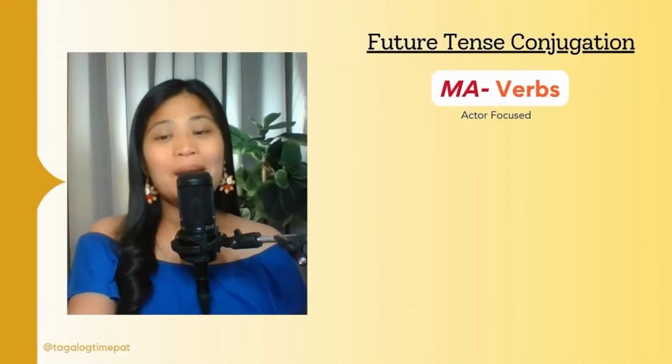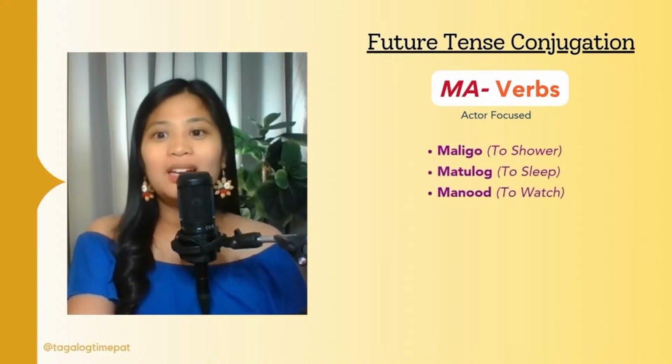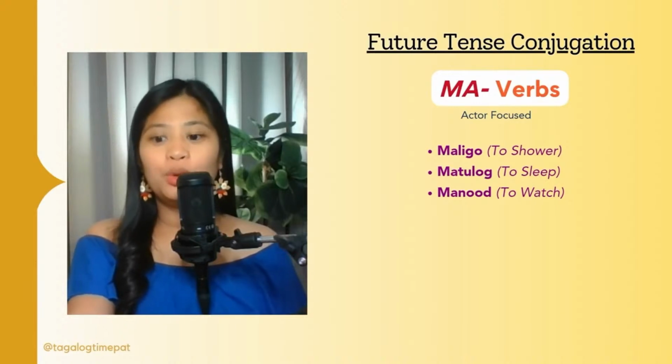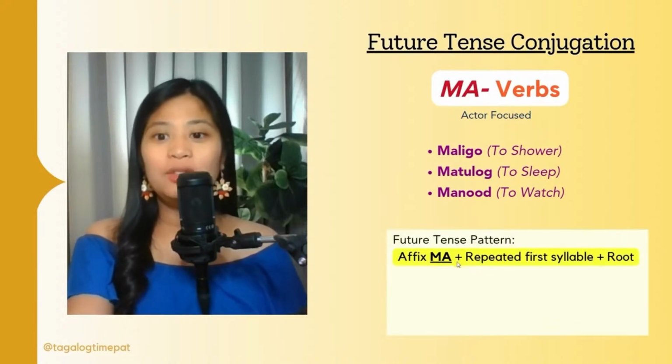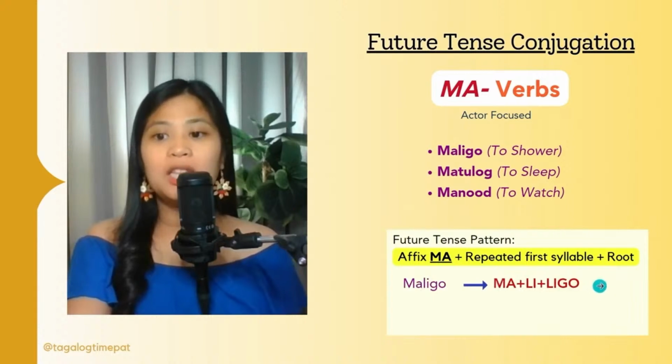Next, let's take a look at ma verbs. It's a very similar pattern to the mag verbs. Again, here are some ma verbs. Maligo, to shower. Matulog, to sleep. Manood, to watch. In the future tense, here is the pattern for ma verbs. Now the affix is ma, then there's a repeated first syllable, and then it's the root. So maligo, to shower, in the future tense will be maliligo.